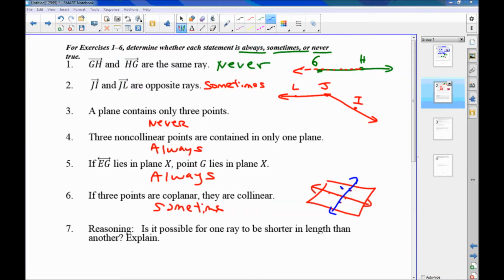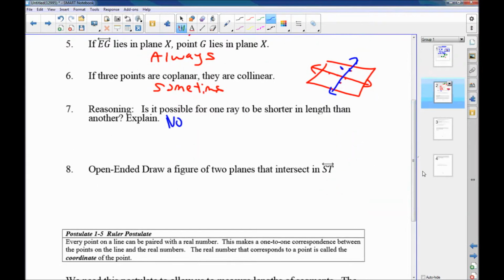Is it possible for one ray to be shorter in length than another? Okay, this is going to be no. You would think it would be. You look at it with a ray and you cut it off a little bit. So let's say this. Here's a ray. Okay, this is AB. And here's another ray, CB. And you might say, well, look, AB is clearly longer than CB. But remember, they go on for an infinite amount of time. Okay, so it doesn't matter. They're both infinitely long.